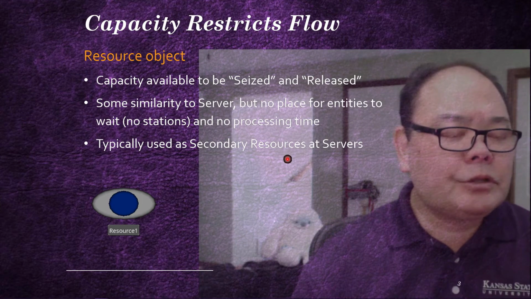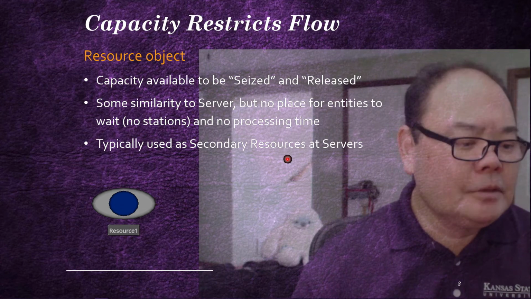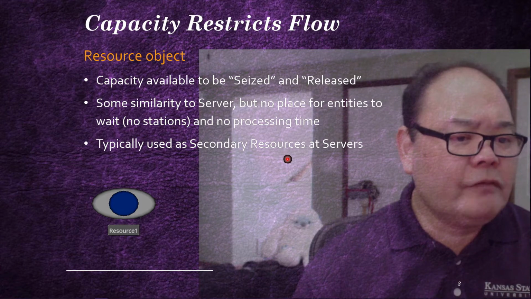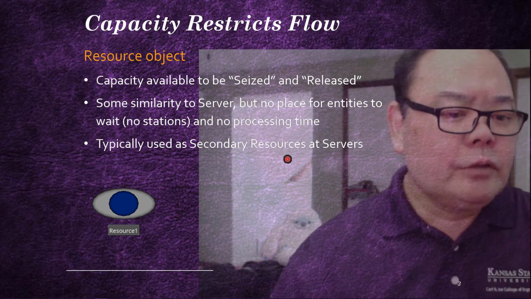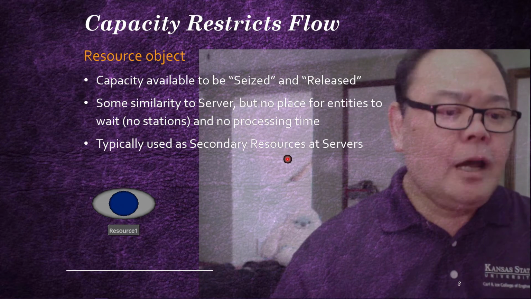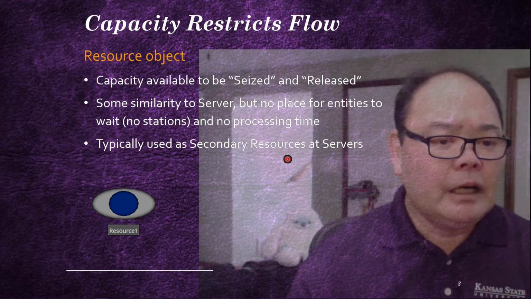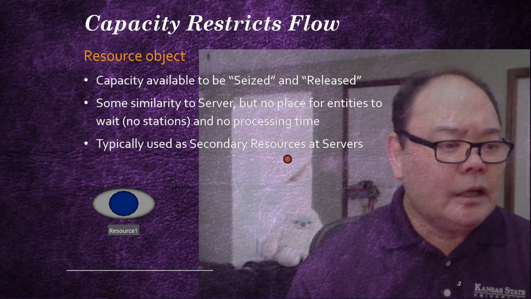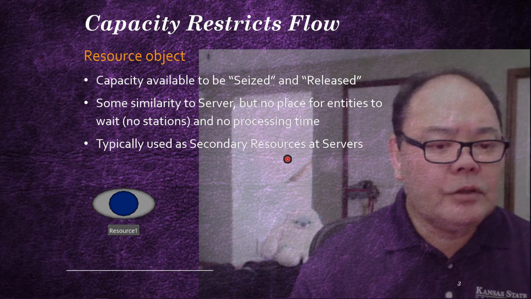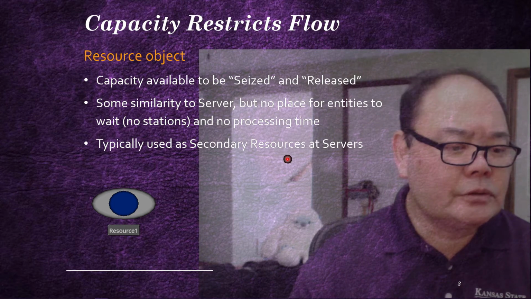Talking about the capacity restriction for the resource object: again, both resources and servers have a capacity available to be seized and released. Before the processing, we seize the resource, or the server's built-in resource. Then after processing, we release the resource within the server or external to the server. It is very similar to the server, but there is no place for entities to wait and no processing time for these resources.